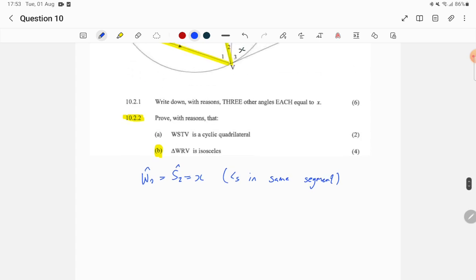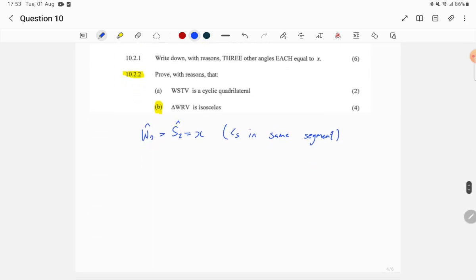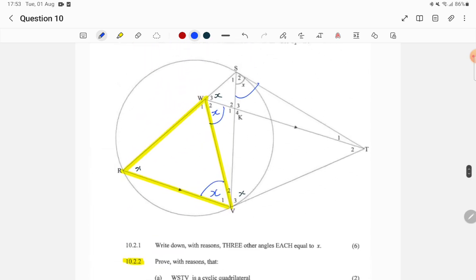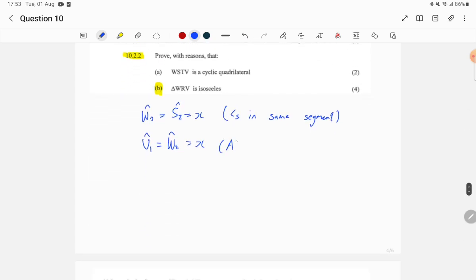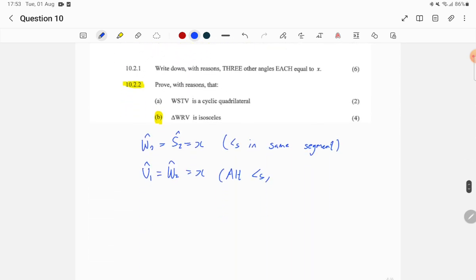And thereafter, what we also know is we also have some parallel lines here. We can say that V1 is equal to W2, which is equal to x, which is alternate angles. So V1 equals W2, which is equal to x. And as you can see, there we already have two x's in a triangle. So alternate angles, and the lines that are parallel are WT and RV. WT is parallel to RV.